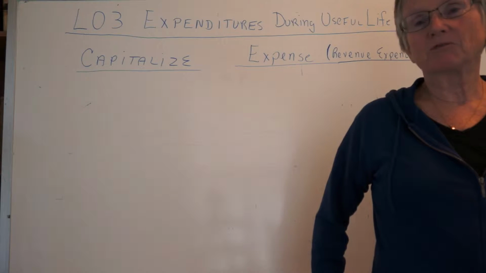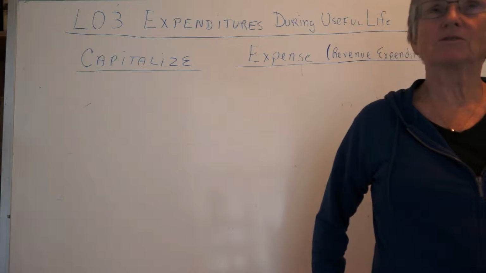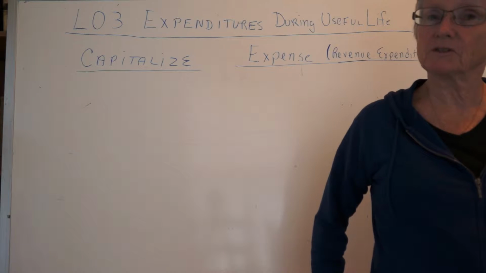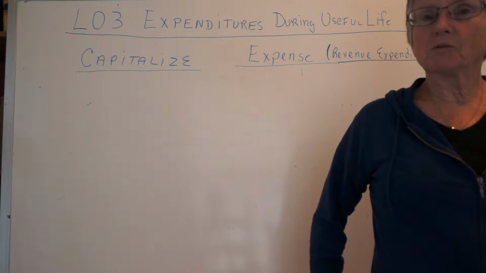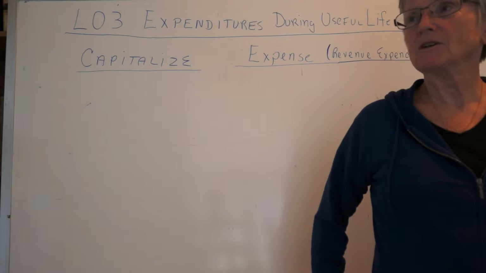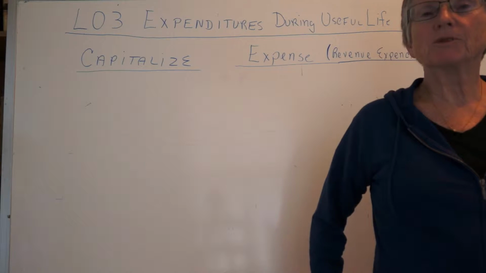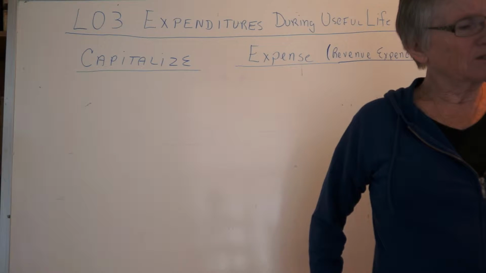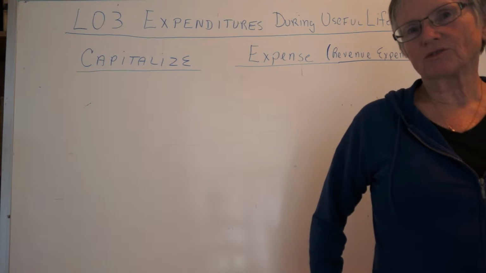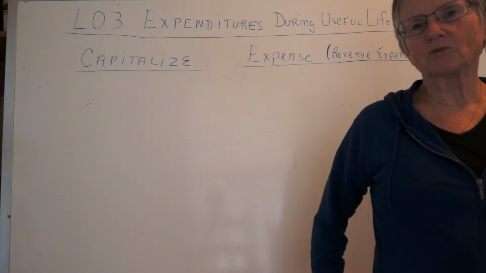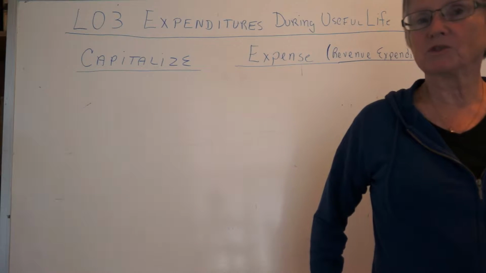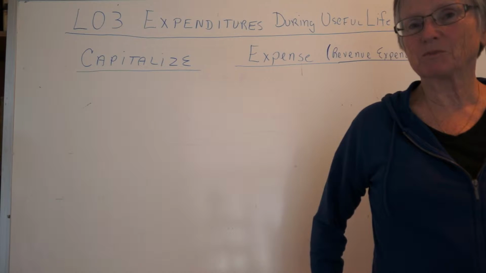bought it. You have to change the oil, you have maintenance, you need new tires, you sometimes have to have an engine rebuilt. There's all different things that happen. With a building, you have your routine maintenance costs that have to happen, and then you may need an electrical upgrade. The basic decision that has to be made is, with these additional expenditures, do we capitalize them to the cost of the asset, or do we just expense them during the current period?